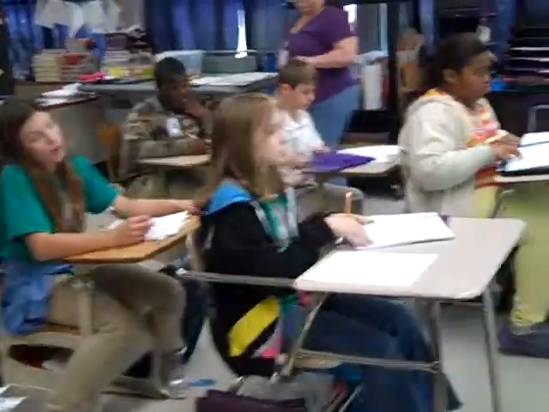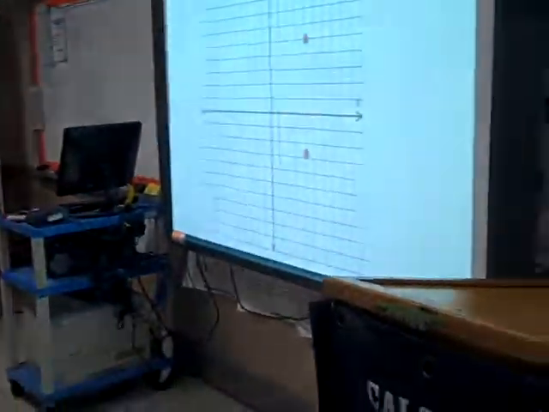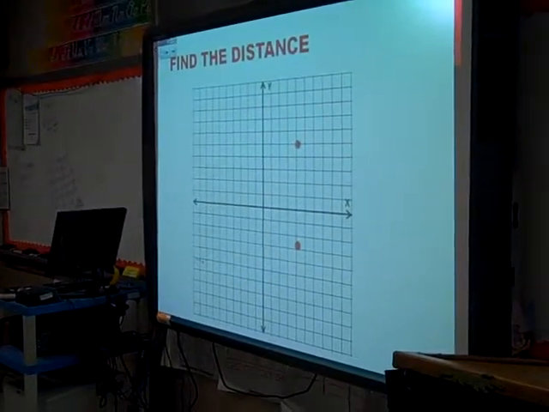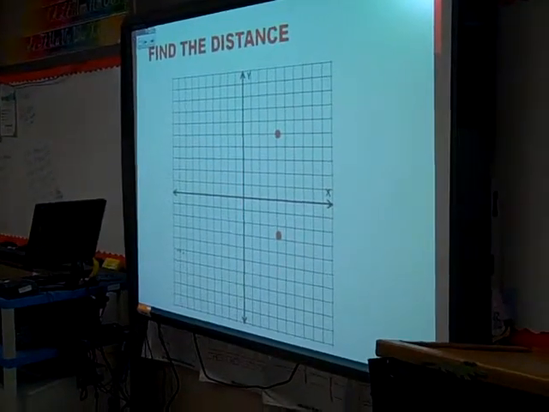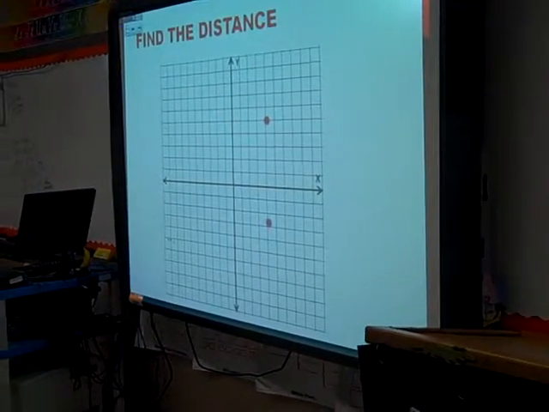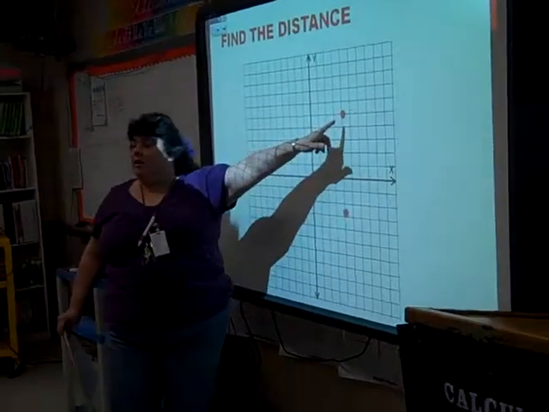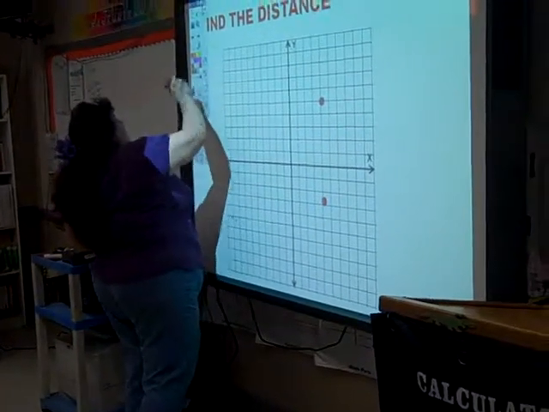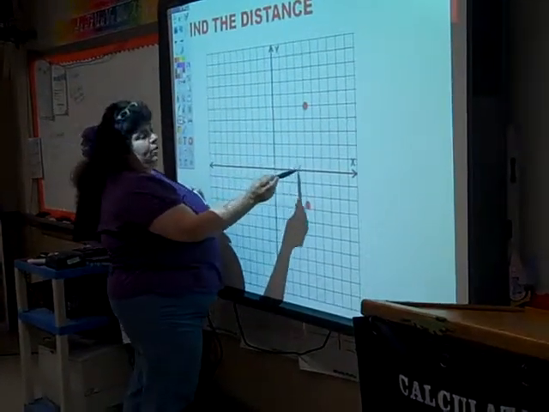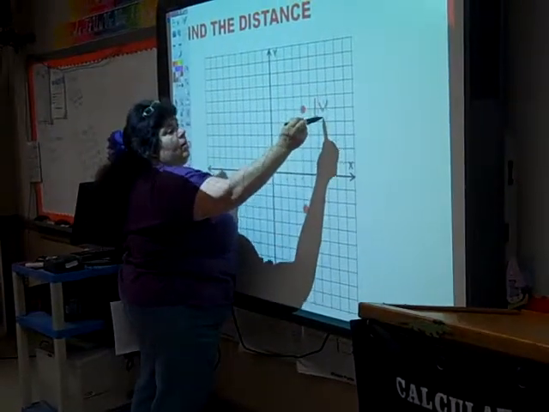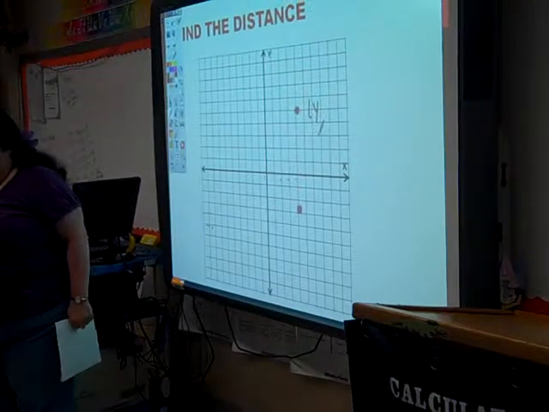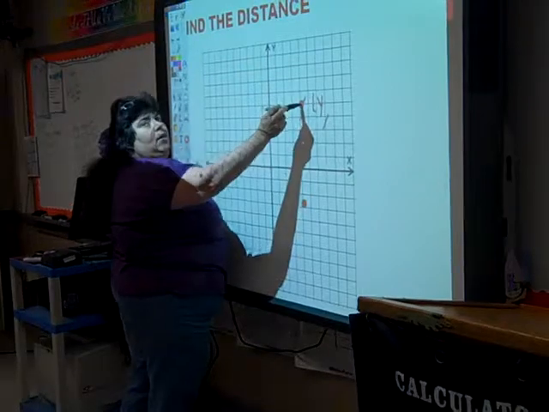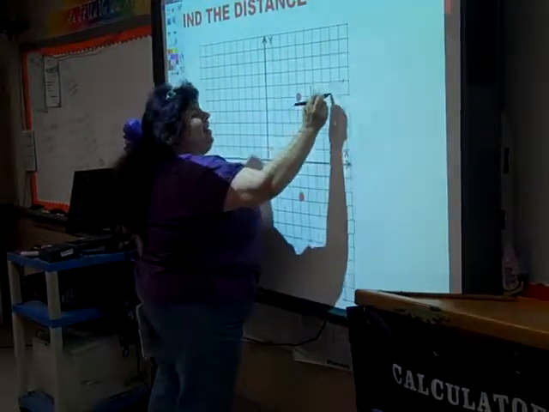Look at the board. I have 2 points on the board. I need to identify my 2 points, the plots. So I need to know what the coordinates are for the first one. Elise? Positive 4. 1, 2, 3, 4. And what's the second point? Piper? Positive 6. Positive 5. Positive 5. Thank you.